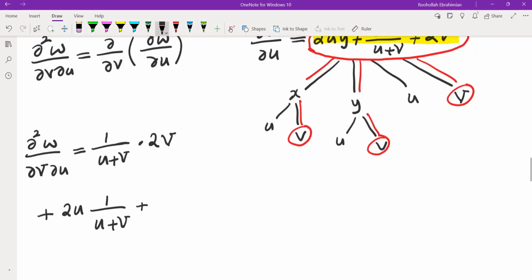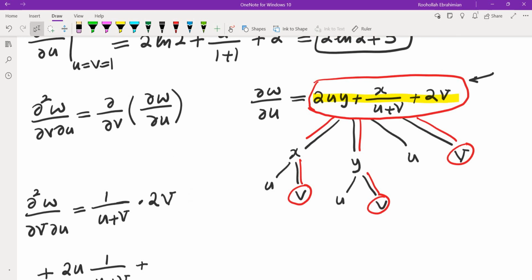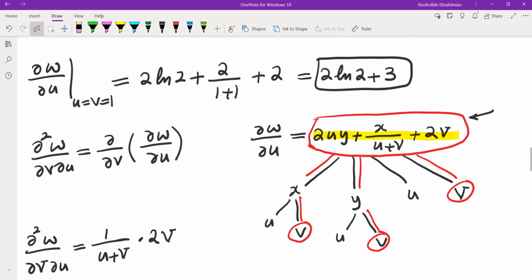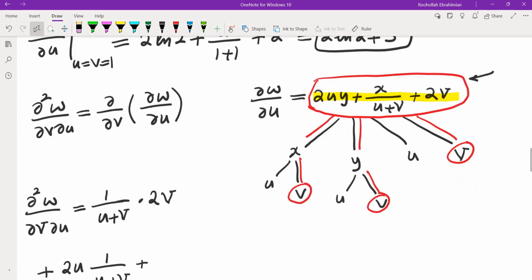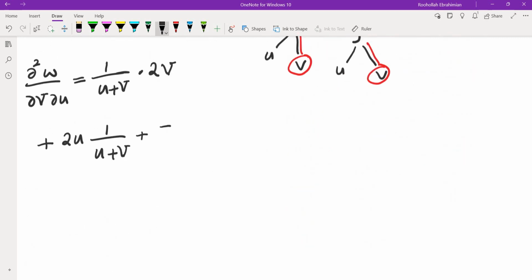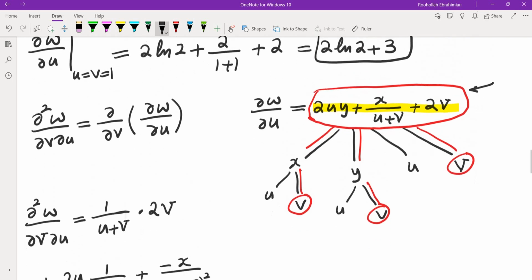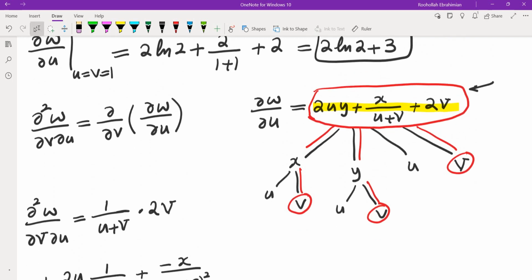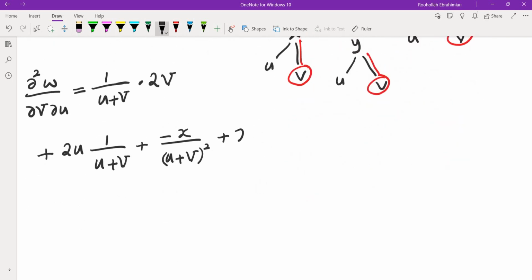And finally, we'll have to find the partial of that with respect to v. So what is the partial of that with respect to v? Well, the partial of 2uy is just 0. The partial of x over u plus v is negative x over (u plus v) squared. And then the partial of 2v with respect to v is just 2.